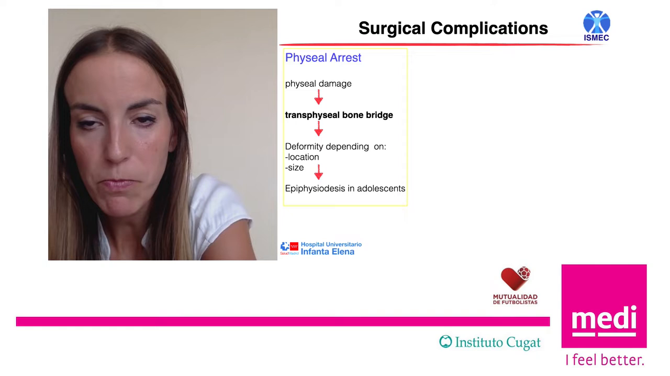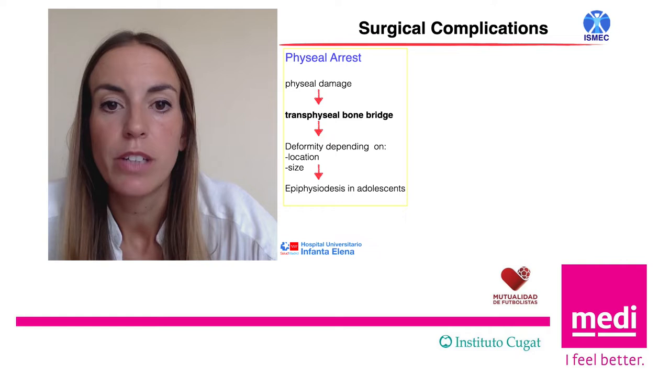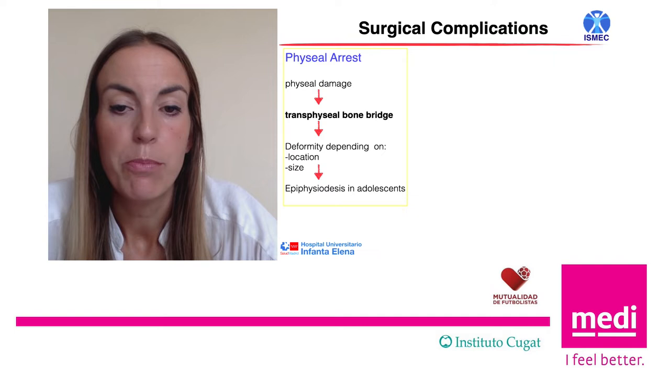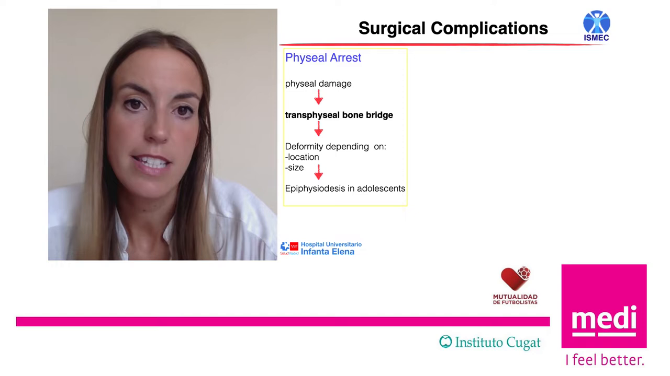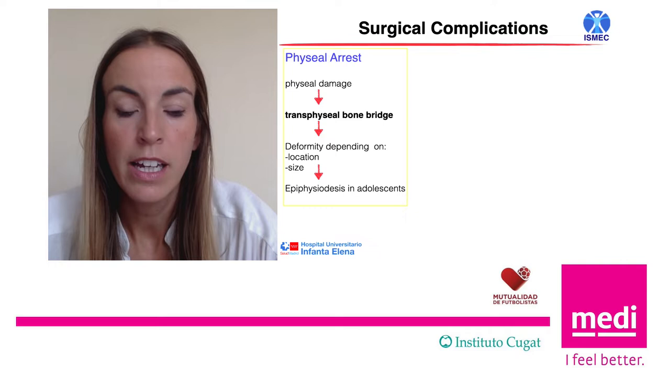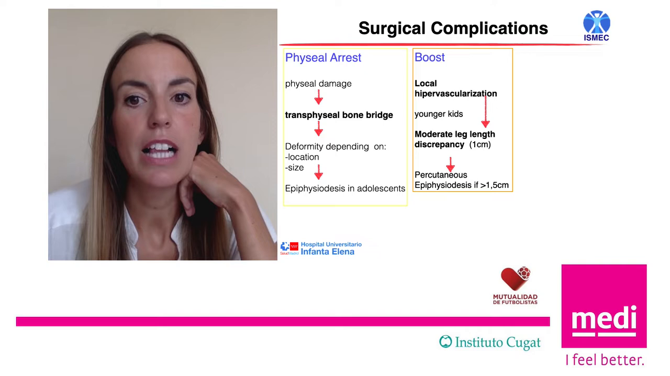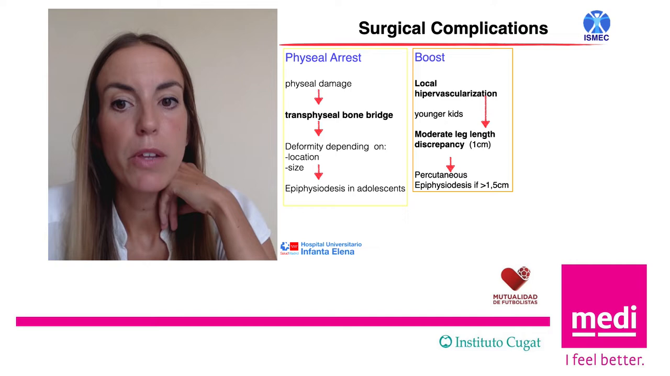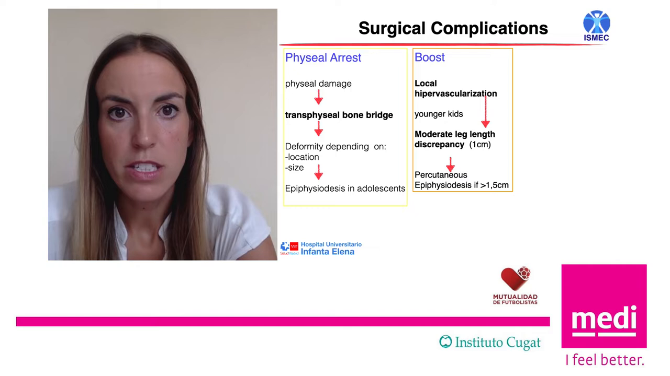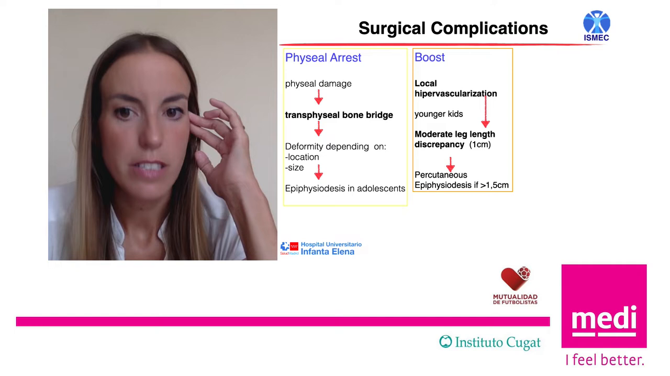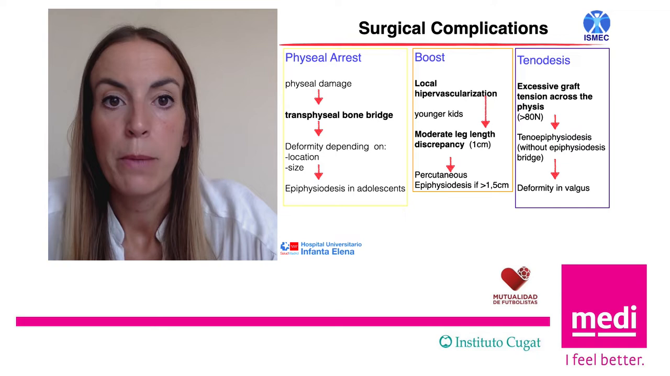And what are the surgical complications? Well, the most common and best known is the physeal arrest. If we damage the growth plate, we may cause a bone bridge, and it's going to lead to a deformity. Depending on the location and the size, we are going to get a greater or lesser deformity, which we can correct with an epiphysiodesis in adolescents. The other complication is the boost, which is a local hypervascularization. It mainly happens in younger kids, and it's going to lead to a moderate length discrepancy of around 1 centimeter. In case it's greater than 1 centimeter, say one and a half, we can also correct it with a percutaneous epiphysiodesis.